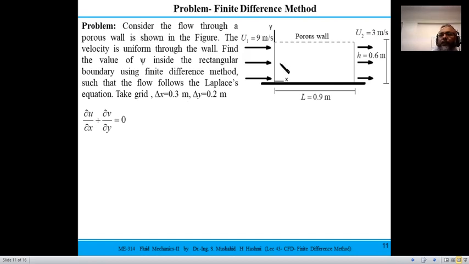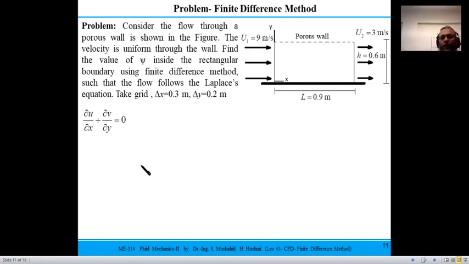The first thing is, since some mass is coming into the domain and some mass is leaving, we apply the continuity equation. As we know, when x is 0, the velocity is 9 meters per second. When x is equal to 0.9 meters, the velocity is 3 meters per second. So some change in velocity occurs as you move in the x direction, and that is represented by the term ∂u/∂x. We can work out how the velocity component v, which is in the y direction, changes as you move in the y direction.